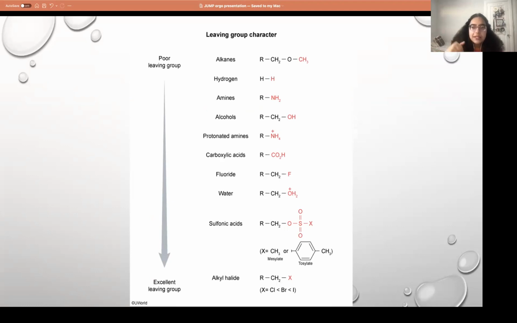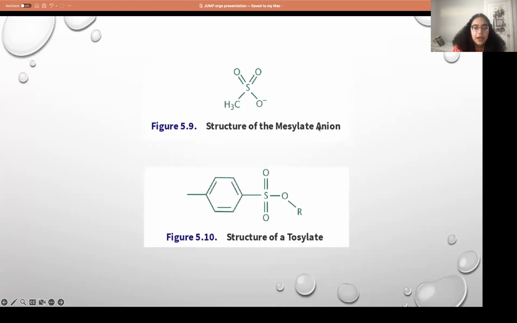Those are the easiest. If you have a bromine or something, that's the fastest, the easiest way to do an SN2; those will leave. Mesylates, tosylates, those leave as well. Water is decent, and after that we'd say not good leaving groups. So fluoride isn't as good of a leaving group. Carboxylic acids and stuff like that will not leave as easily.